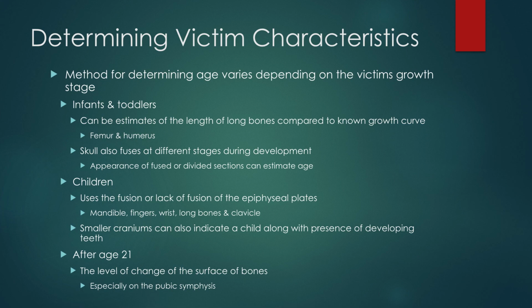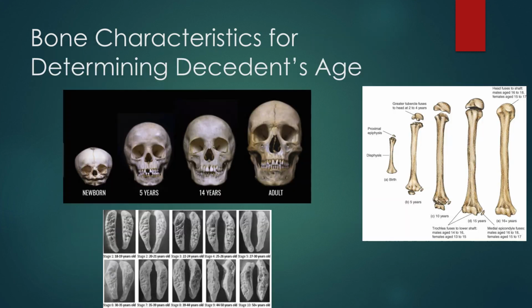The pubic symphysis is the area where the two pelvic bones come together. It's a raised platform. It starts off rough and rugged and then slowly changes to smooth into a well-defined area as the individual gets older. After the age of 21, there are levels of changes of the surface of the bone, such as within the pubic symphysis. And these again are average age closures. Not all skeletons display these closures at the same ages, but it gives us a better idea.